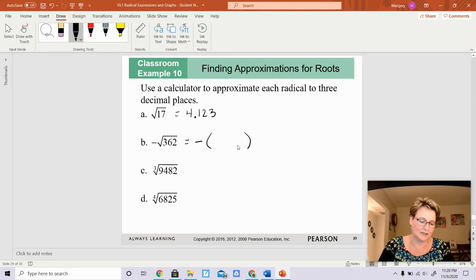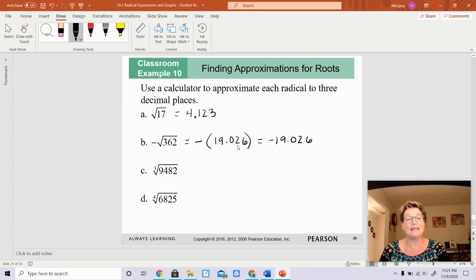So 362, I'm going to take the square root of that. That gives me 19.026. I'm going to multiply it by the negative on the outside. So I end up with negative 19.026. Now on this one, I'm going to take the cube root of it. Your calculators will also do cube roots. So 9,482, and I'm going to type in the cube root, and I get 21.166. It's actually 1657, but the 7 will change the 5 to a 6.